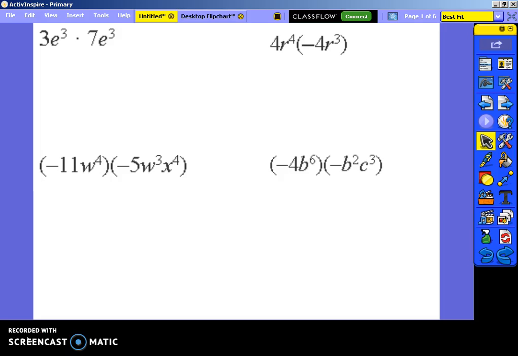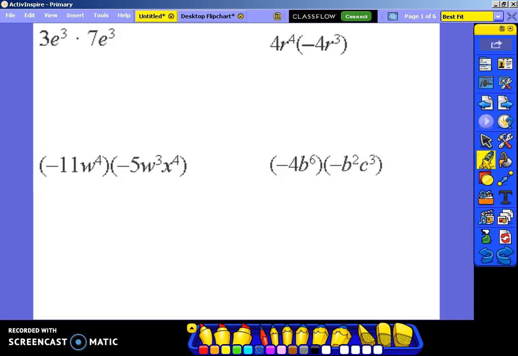So some problems are simple. Some problems are just x squared times x cubed, and they have the same base, and you know that you're multiplying them, so you keep your base and you add your exponent. 2 plus 3 is 5, so that's x to the 5th power.